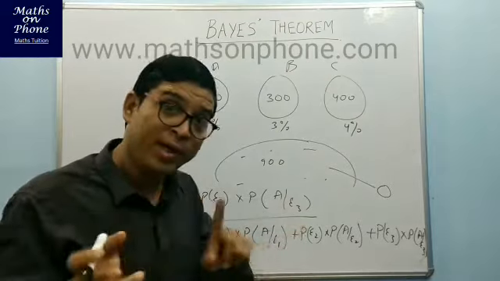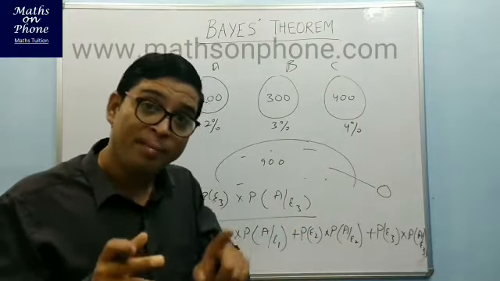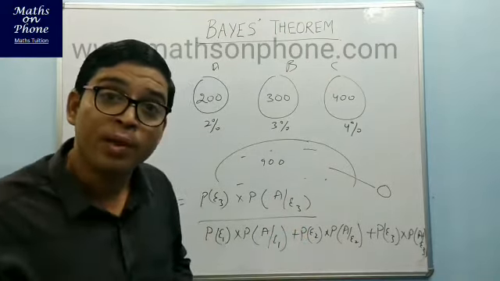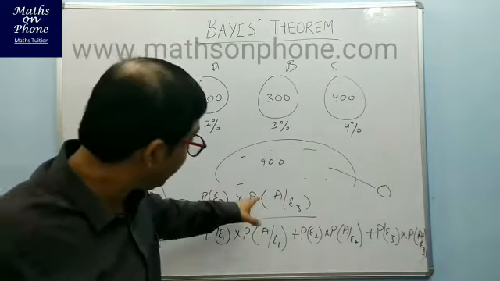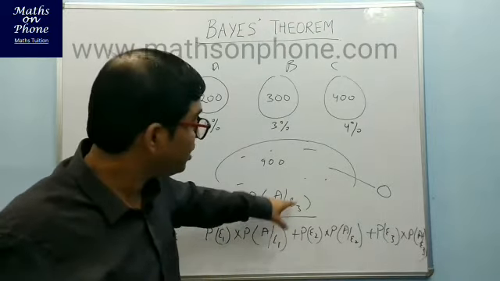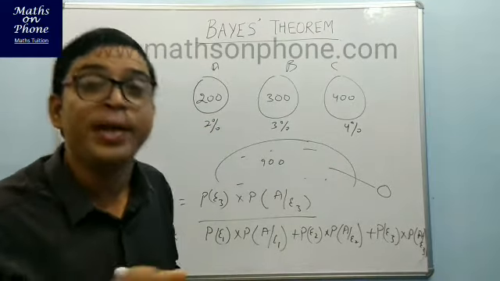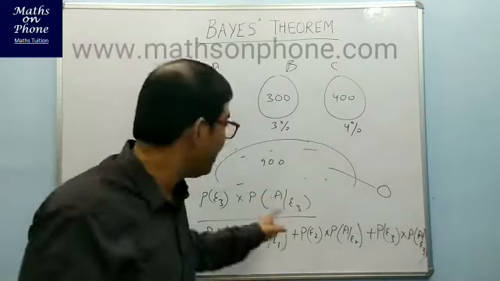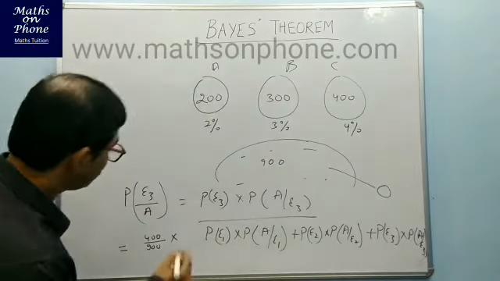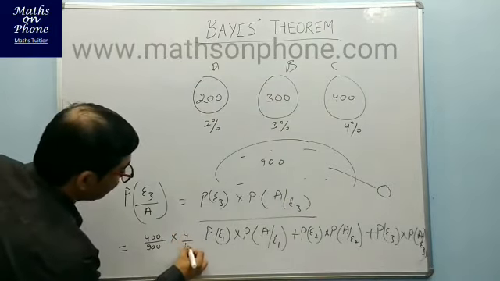A by B, you already remember in conditional probability. A by B means B is known. We have to find the probability of A. Here, E3 is known. That means we are in plant number 3. What is the probability of a defective item in plant number 3? And that is given as 4%. So that is 4 by 100.